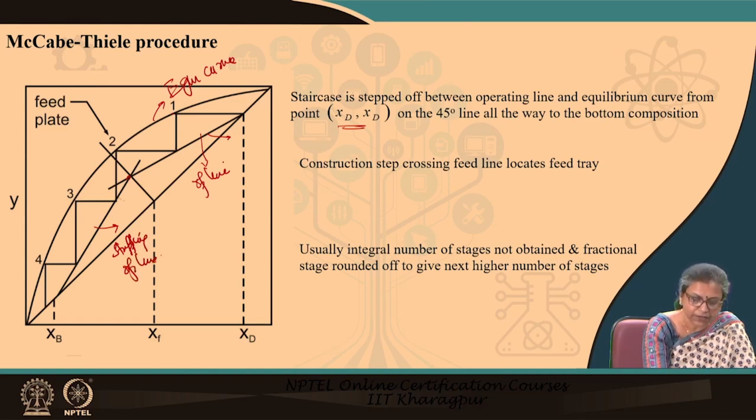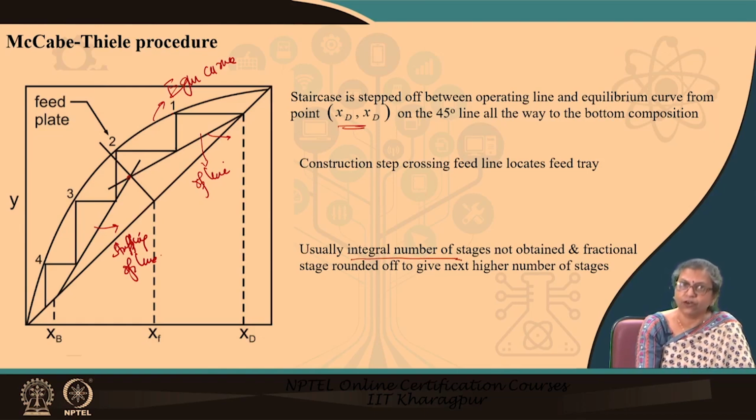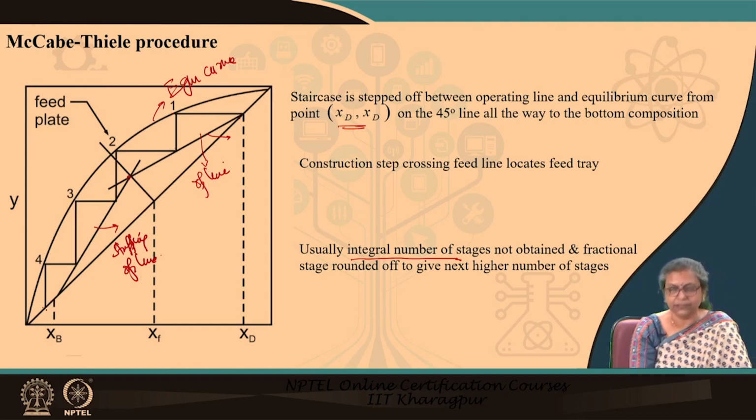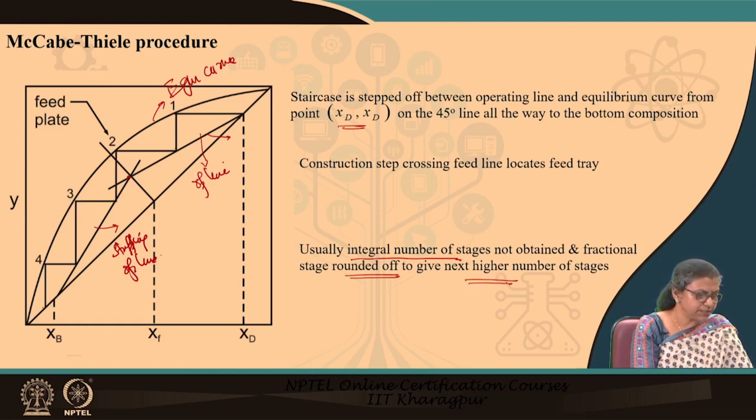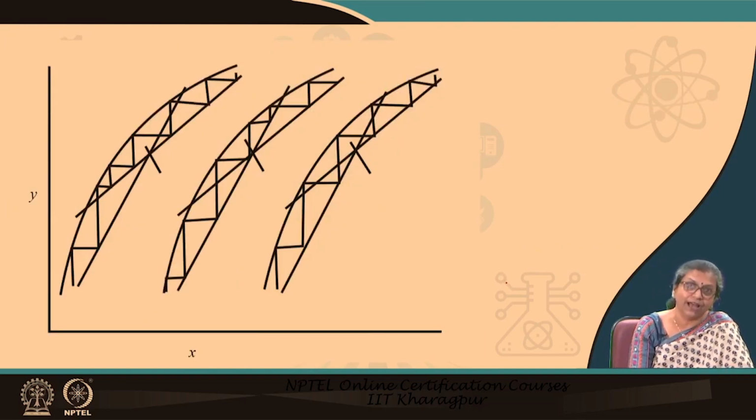So, in this particular way we can construct the number of steps, and usually we find that we might not end up in an integral number of stages when we start from xd and end up in xb. Here itself you can find that we could not end up here. So, under that condition naturally a fractional stage is not possible. Therefore, we round it off and we go to the next higher number of stages. In that way we complete it. Now, there is one other thing.